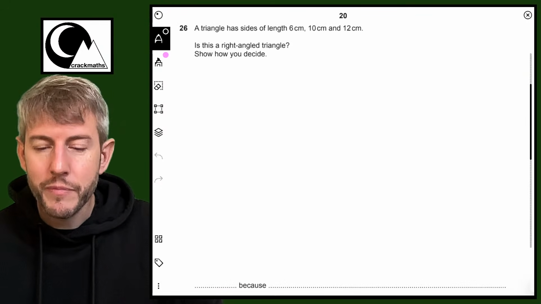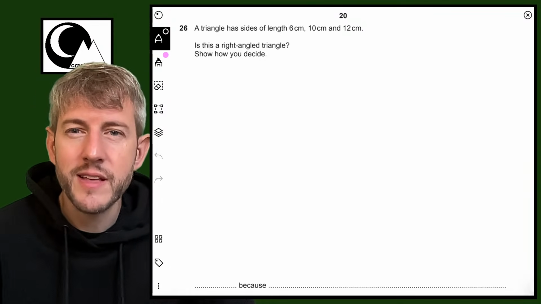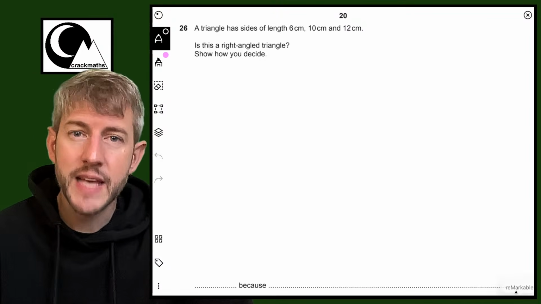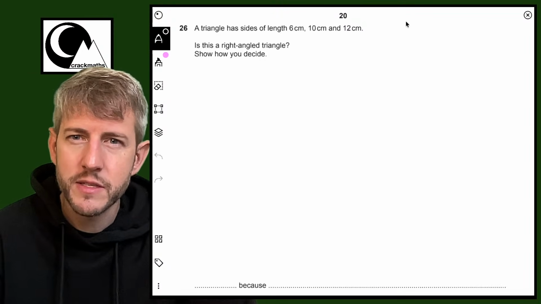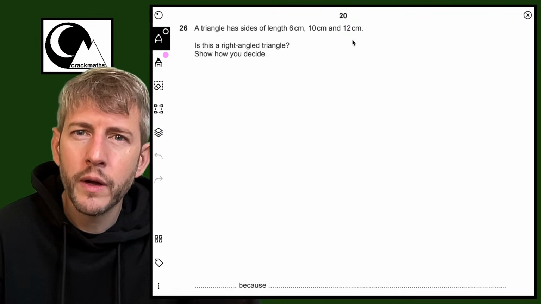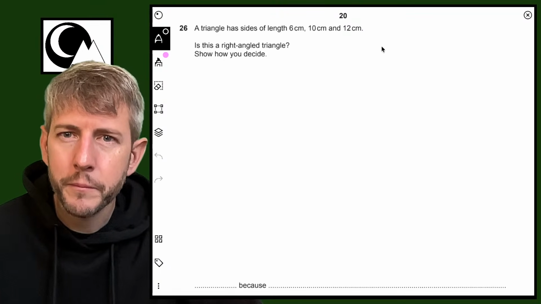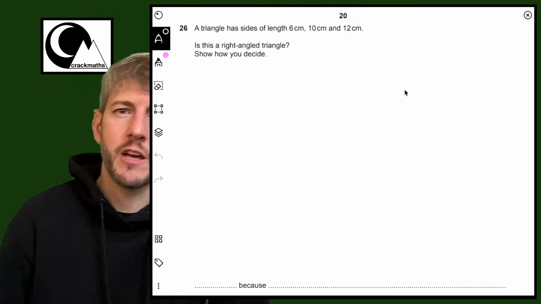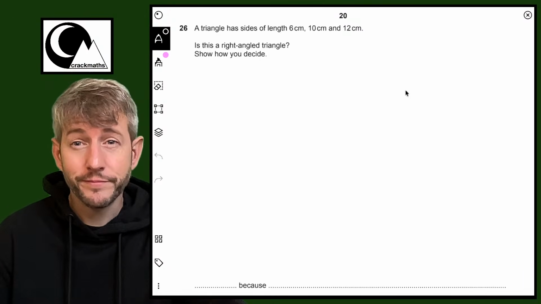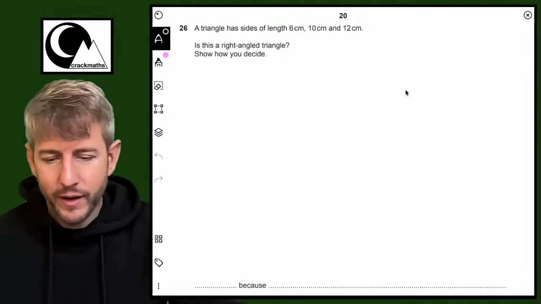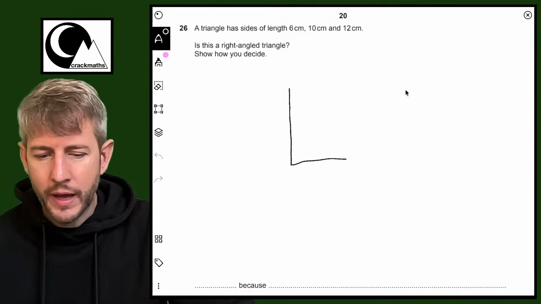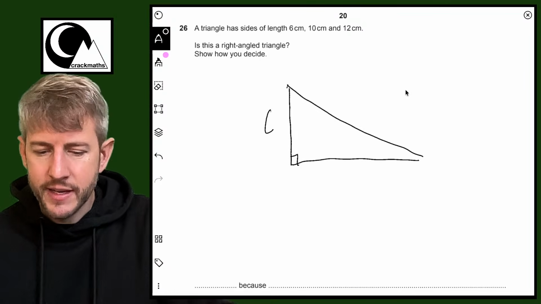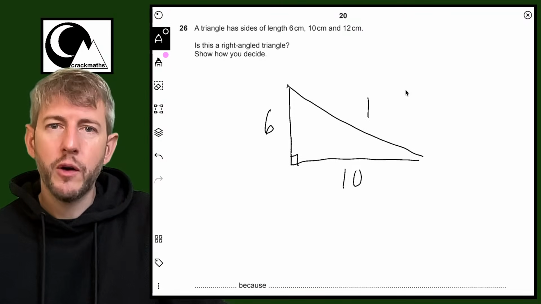Right, question 26 says, a triangle has sides of length 6, 10 centimetres and 12 centimetres. Is the triangle a right angled triangle? Show how you decide. Okay. Let's just draw it out and presume it is. So we're going to have 6, 10 and 12.